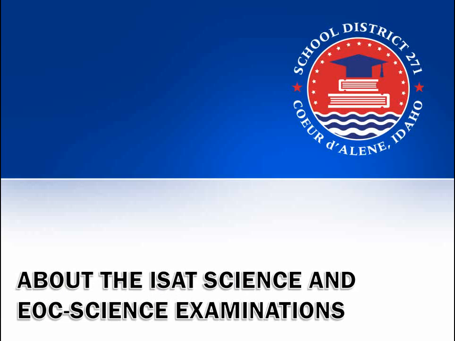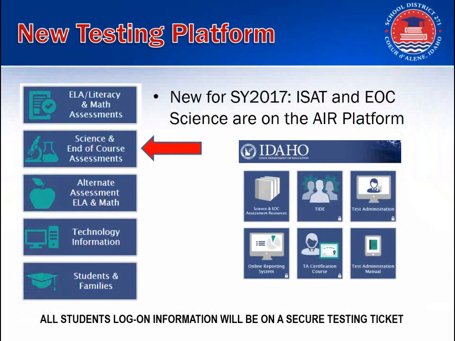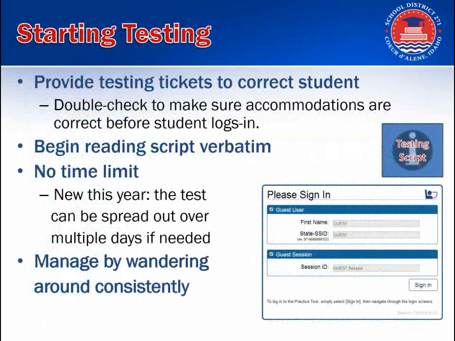The second assessment that a student may be seeing is their ISAT Science, or in high school, the end of course science examination. Brand new this year, there is no separate login for EOC Science or ISAT Science. All student tests will be taken through the Idaho portal. Test administrators will simply click the different button for science and end of course assessments to begin. Students will log in the exact same way that they had also logged in for their ELA or math assessment.